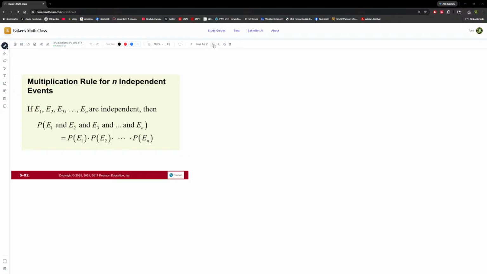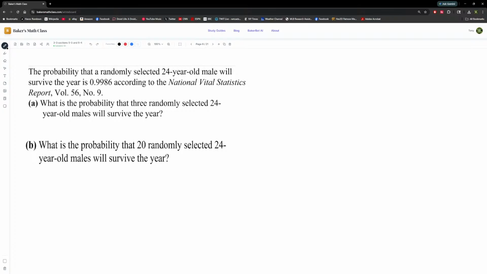All right, let's look at a couple examples. The probability that a randomly selected 24-year-old will survive the year is 0.9986. So a very high percentage, right? 99.86% chance that a 24-year-old male is going to survive the year. So nothing crazy there. However, when we start to look at growing that value out, we can start to see some interesting things come up.